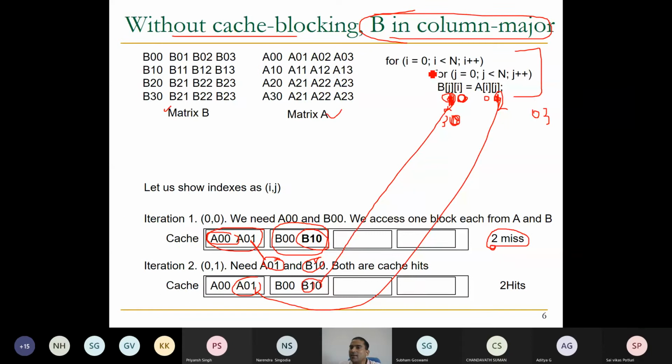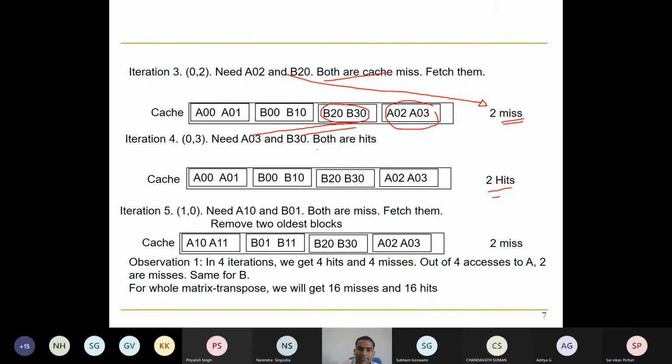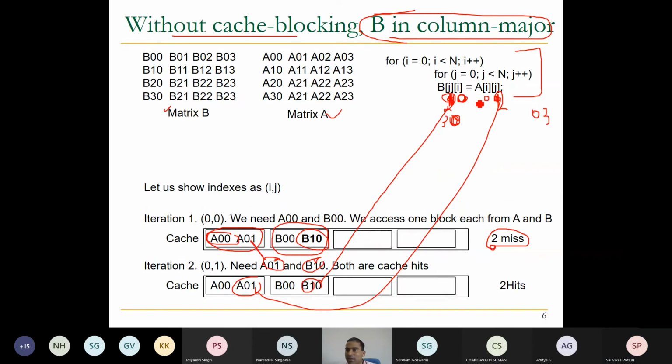Now you can see here, for one particular value of i, I have discussed all the 4 possible values of j, and they are all there in the cache. In these 4 iterations, I made 8 accesses. Out of those 8 accesses, how many were hits, how many were misses? Half hits and half misses. Very nice. So out of the 8 accesses, 4 were hits, 4 were misses. Now I can go to the next value of i. Till now i was 0, but now i has become 1.